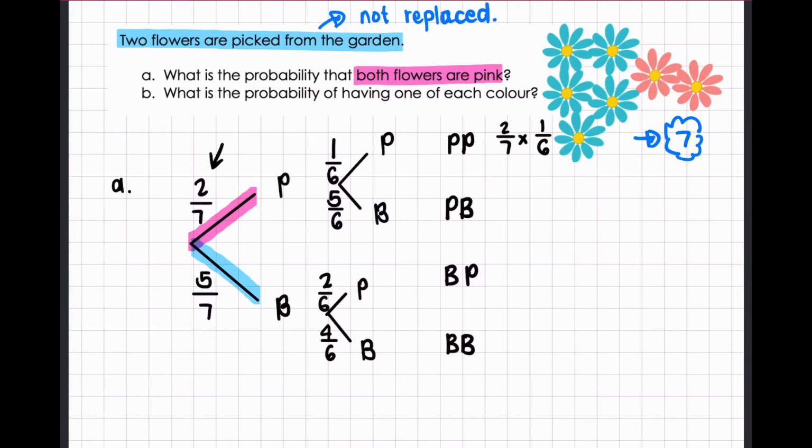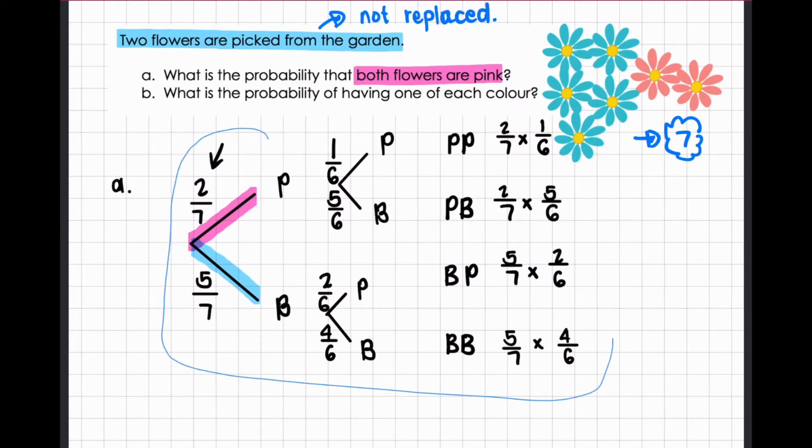If I was going pink-blue, I would take my first fraction, 2 out of 7, and I would multiply it with the fraction of blue, which is 5 out of 6. So I'm following my tree diagram, branches left to right. If I go blue and then pink, blue would be 5 out of 7. And then I would multiply it by the pink branch, which is 2 out of 6. And if I were to do my last one, I would say 5 out of 7 chance of picking a blue flower multiplied by 4 out of 6 chance of picking a blue flower again.